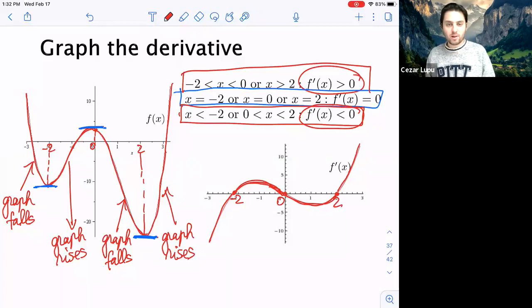You always look at when the graph rises, so the derivative is positive. When the graph falls, the derivative is negative, and you also have these points where the graph flattens, and there the derivative will be 0, just like here. Okay. All right.